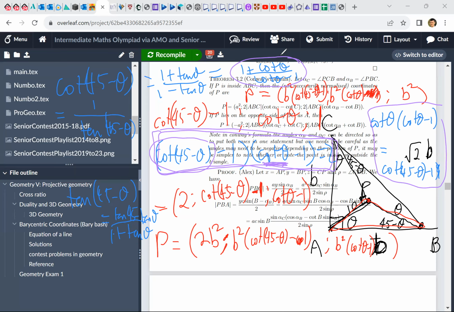Wait, you got something that's not an identity? Did you get something that was an identity? Alright, so if you do this part here, the cos 45 minus theta minus 1, do you get 2 over cot theta minus 1? Is that what you got? How'd you get 2 over cot theta minus 1? So I took this, and I subtracted 1, which is this over that.